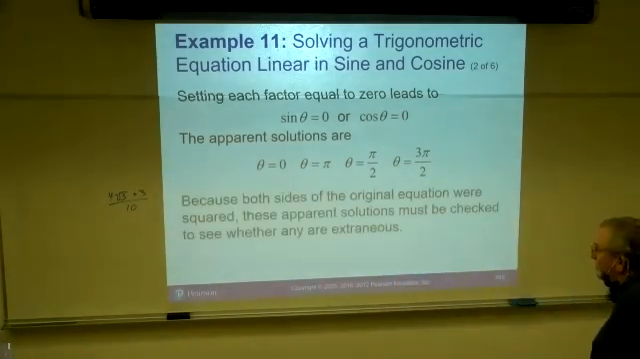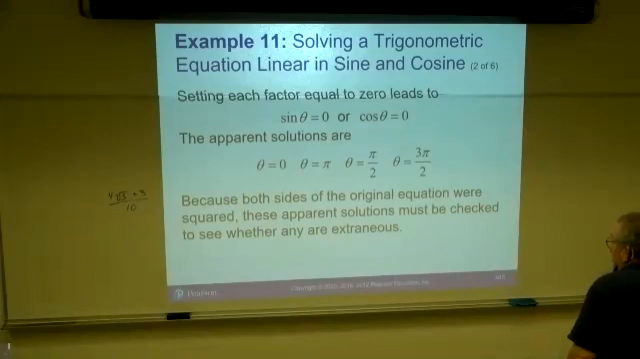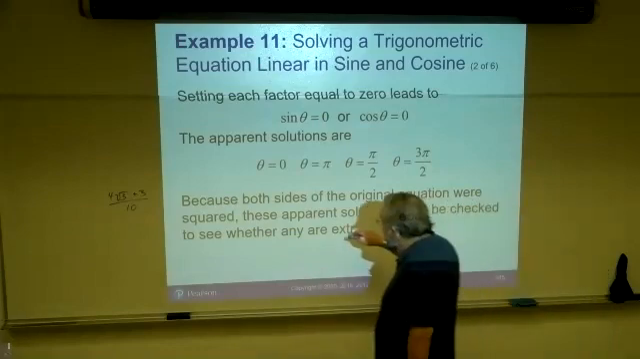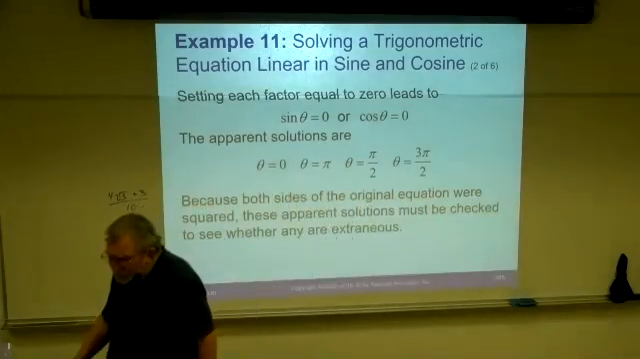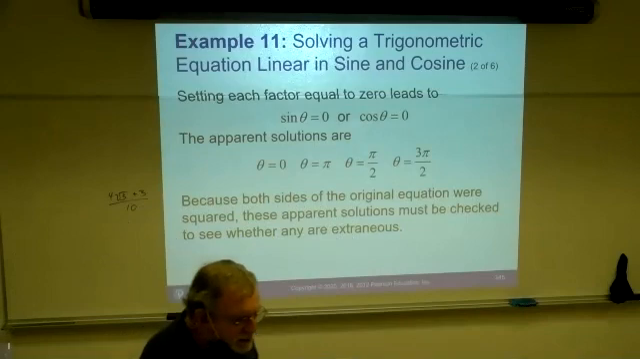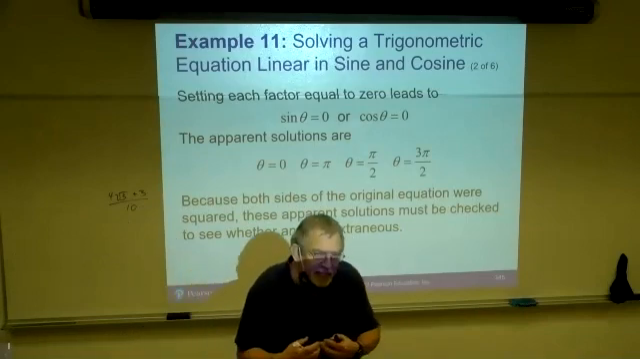Okay. Because both sides of the original equation were squared, these apparent solutions must be checked to see if they are extraneous. Yeah, we have to check our answers, because we squared things, so that means some of these may not work.